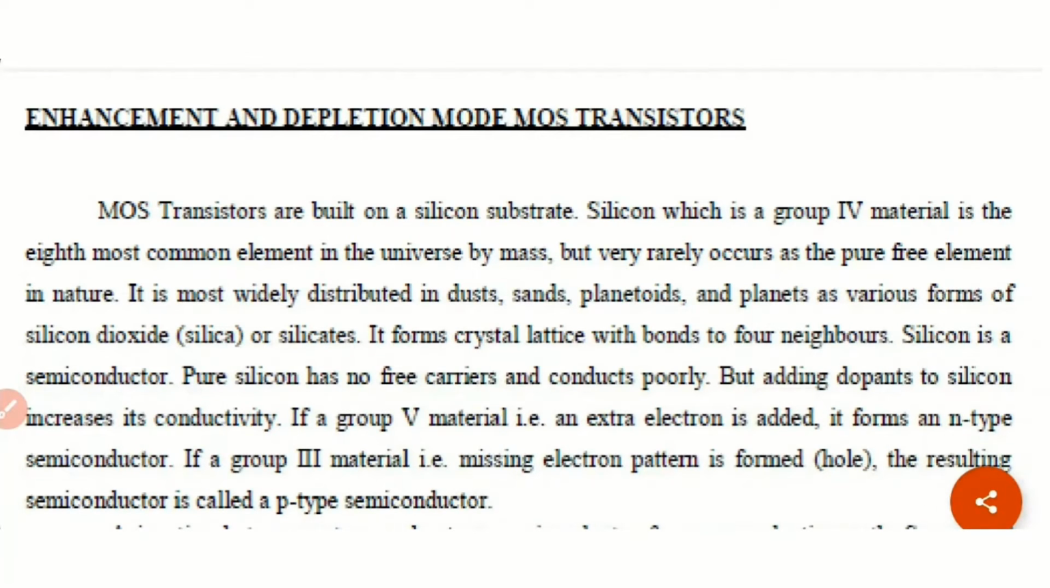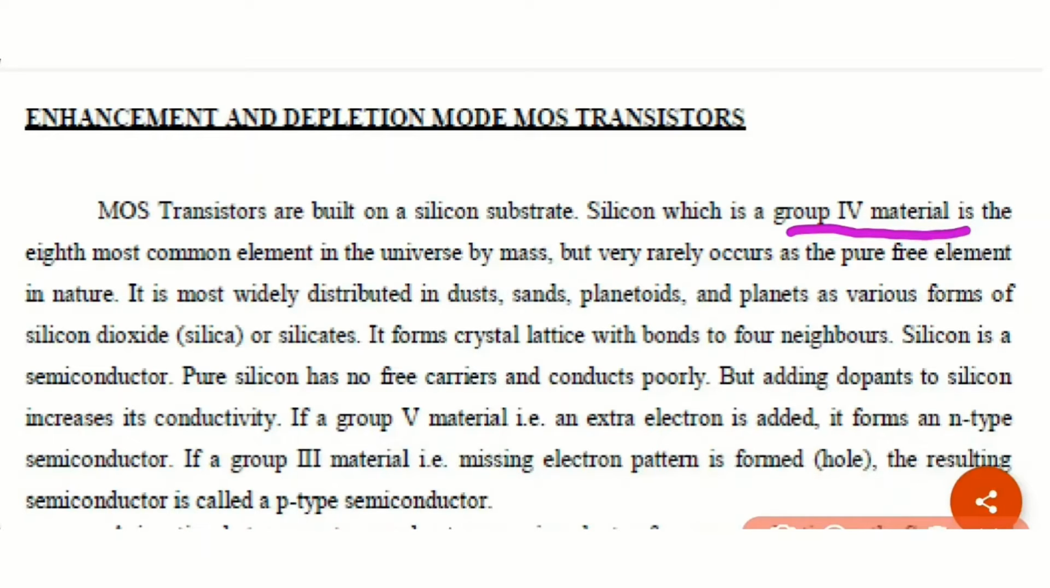So next is enhancement and depletion mode MOS transistors. So as I have already told you, there will be two modes, E and D. E stands for enhancement, D stands for depletion. So the MOS transistors are built on a silicon substrate, silicon which is a group 4 material. Let me highlight the things for you. Group 4 material is the 8th most common element in the universe by mass, but very rarely occurs as the pure free element in nature.